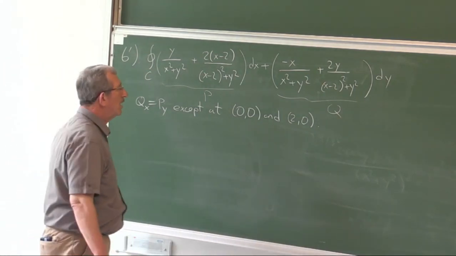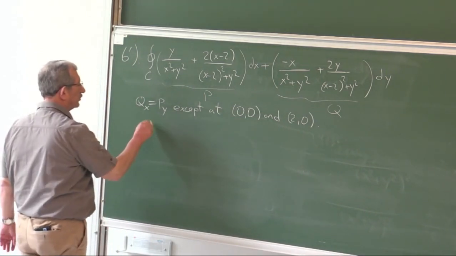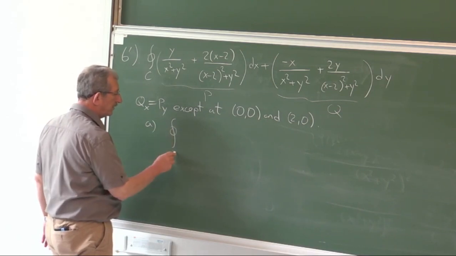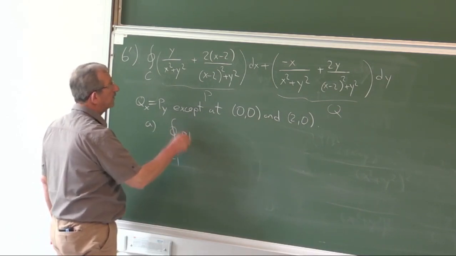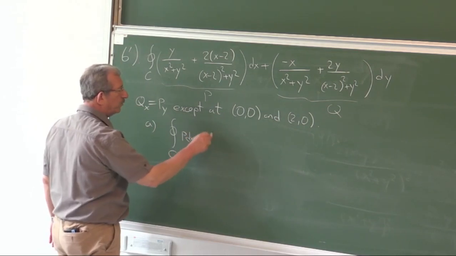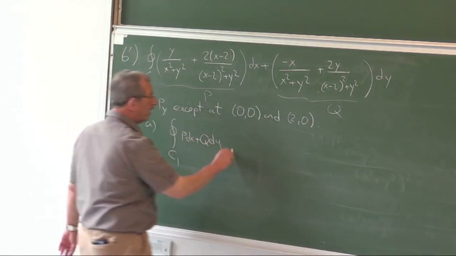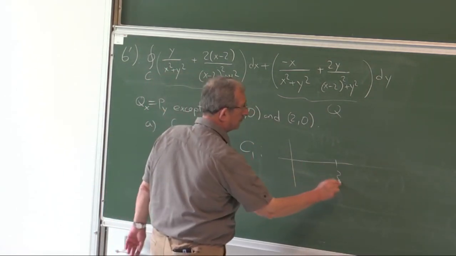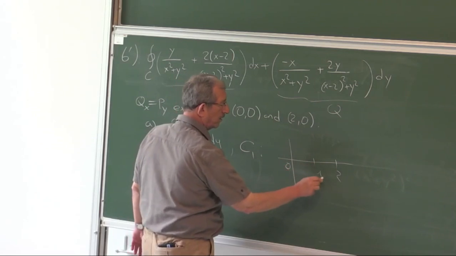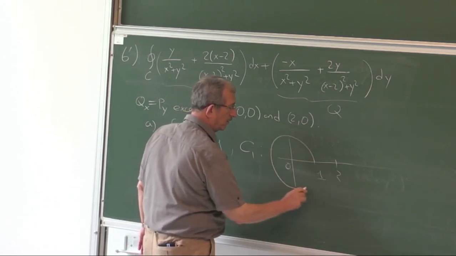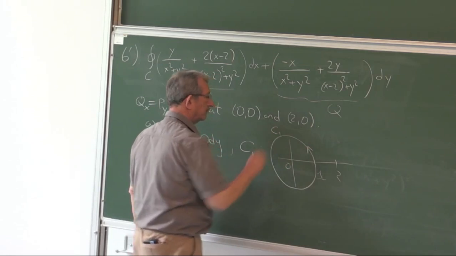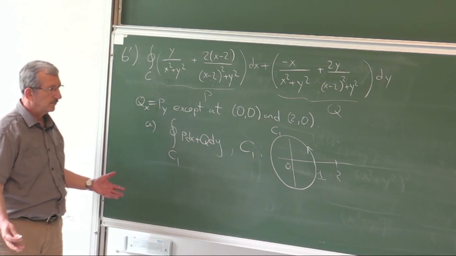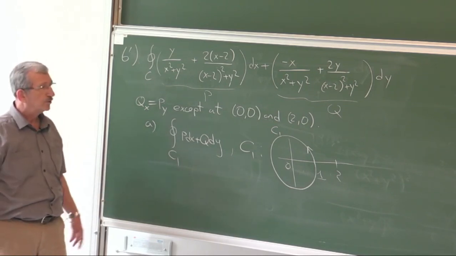Okay. Now, suppose we want to find the integral over C1 of this above, p dx plus q dy, where C1 is this one. Well, it has a value, of course. What is that value?